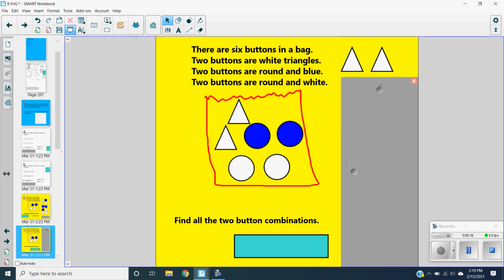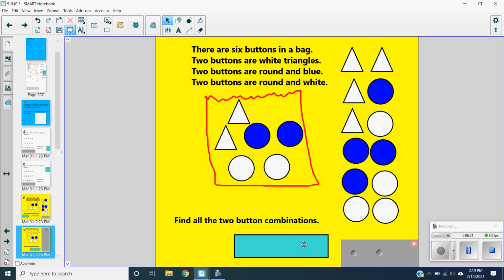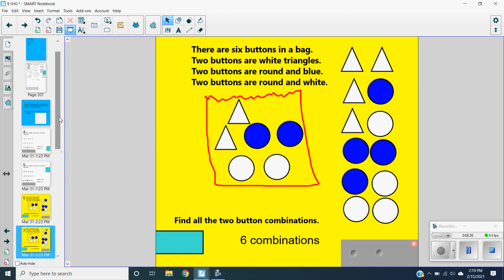All right, so I found this time I could have 2 white triangles. I could have a white triangle and a blue circle, a white triangle and a white circle, 2 blue circles, a blue and a white, and 2 white circles. So this time there were 6 combinations.